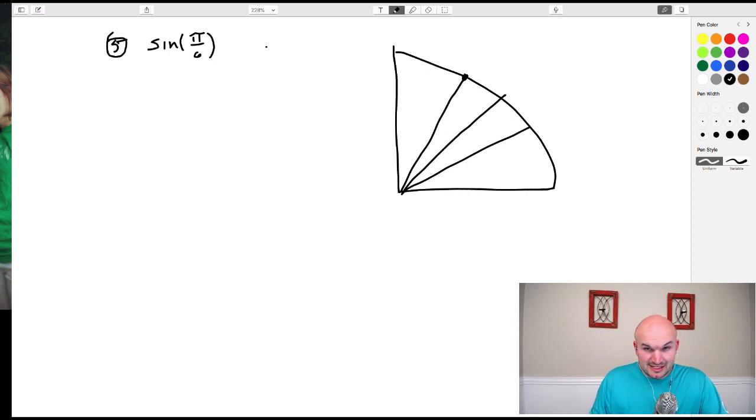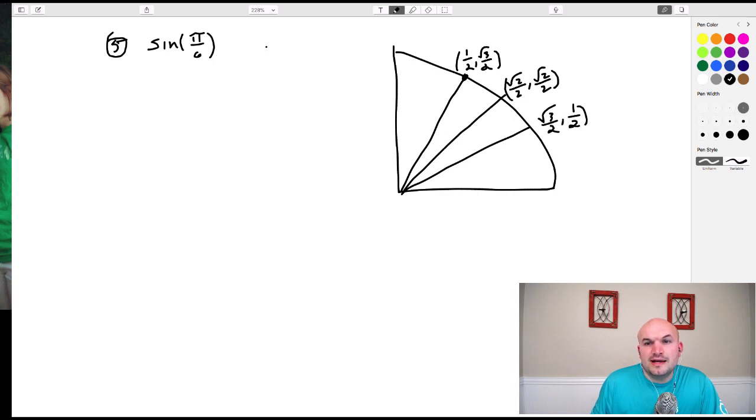Using special right triangles, we can see that this point is going to be 1/2, comma square root of 3 over 2. This point is going to be square root of 2 over 2, comma square root of 2 over 2. And then this point is square root of 3 over 2, comma 1/2. Now, these other 2 points, which are important to remember, are 1, comma 0, and this point over here, which is 0, comma 1.